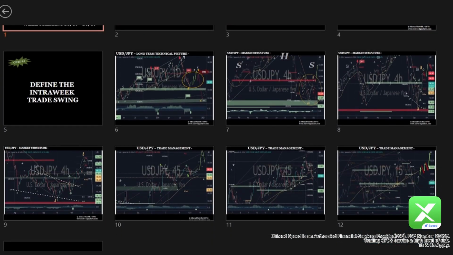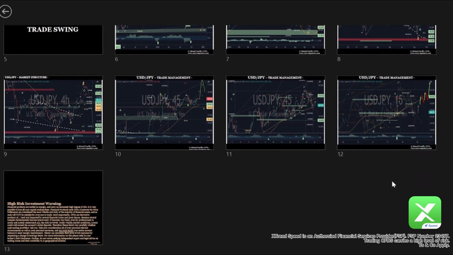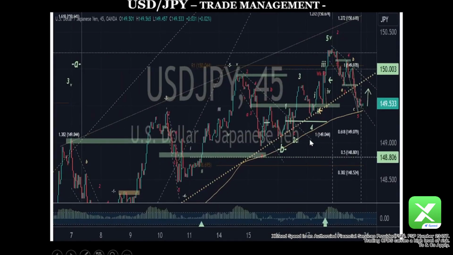I believe we're all aware of the longer intermediate term technicals, so we just move to trade management. The most important to focus on is the current motive that we are looking at. This is today's 45 minutes.